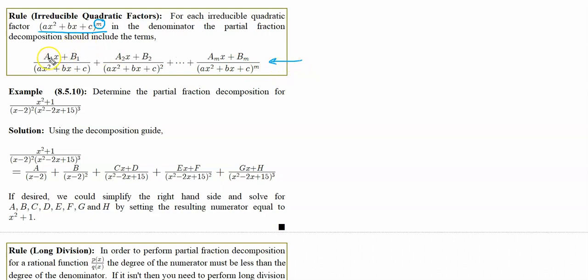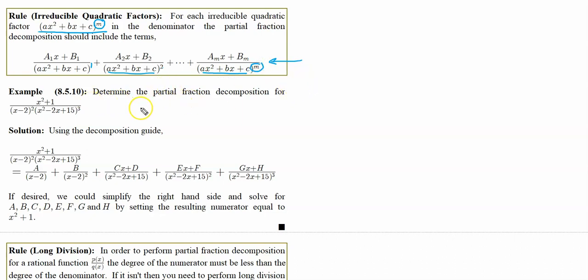So you notice that we have a1x plus b1, where the a1 and b1 are just constants, divided by your quadratic to the first power. And then we have plus a2x plus b2, a2 and b2 are constants, divided by your irreducible quadratic squared. And then the next term would be an a3x plus b3 divided by the irreducible quadratic cubed, and we continue all the way up until we get to a sub m times x plus b sub m, the a and b are constants, divided by your irreducible quadratic to the mth power.